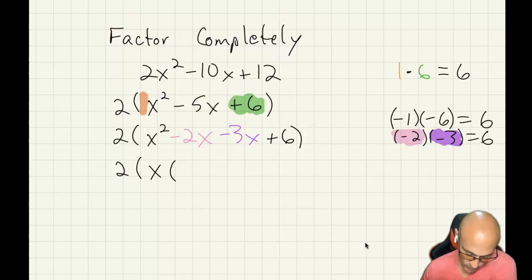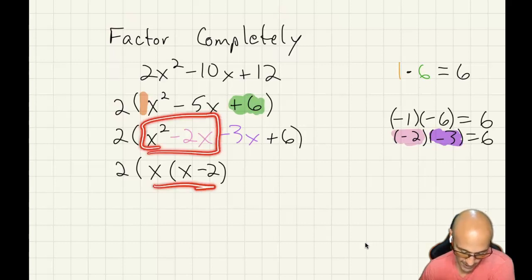And then it's going to be, so x times what is x squared? X times x is x squared. X times what is negative 2x? That's negative 2. So I've factored this part right here. Is that step okay, or do you want to ask a question?